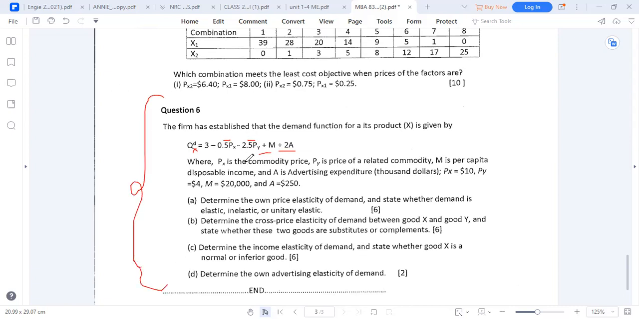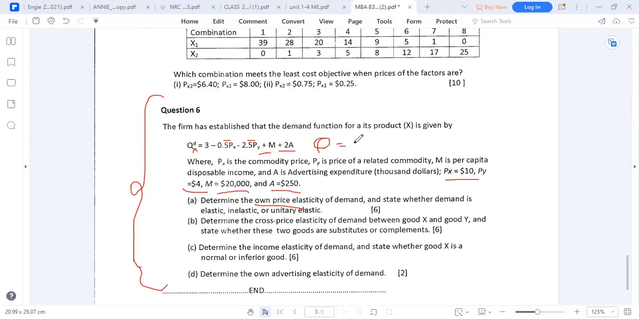So let's start. We're told that PX is the price of good X, PY the price of the related good, M is the income, A is the advertising. So we're asked to calculate the price elasticity given that price of X is 10, price of Y is 4, income is 20,000, and advertising is 250. We also need to state whether it is elastic, inelastic, or unitary. So like I taught you, let's go to business.